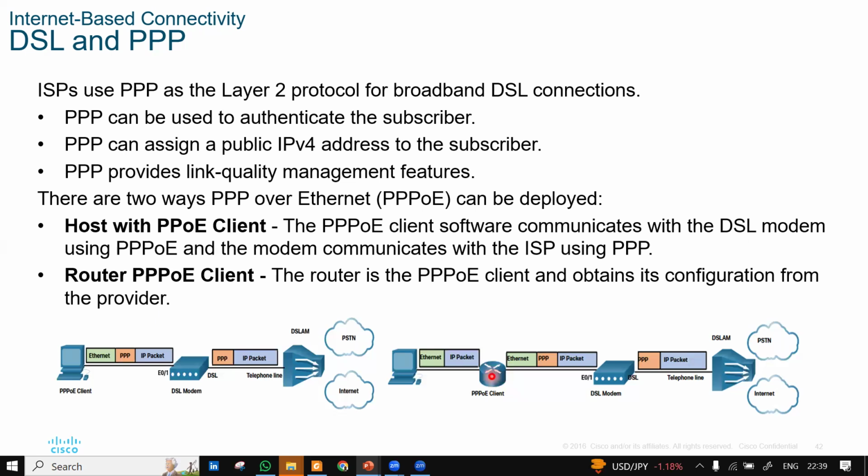Encapsulation happens here. That's why we have PPP over Ethernet here. Then from there, from the modem, it is only encapsulated with PPP. So there are two ways PPP over Ethernet can be deployed. One, you can deploy it on an end device itself, where software is used. The other one, it can be deployed on a router with a couple of configurations on the router. Then you can deploy your PPP, point-to-point protocol.